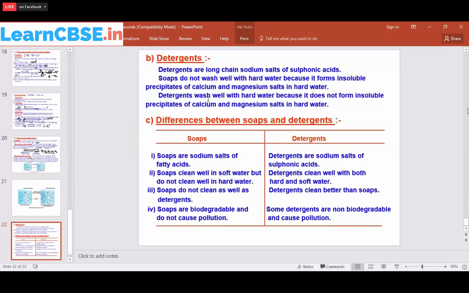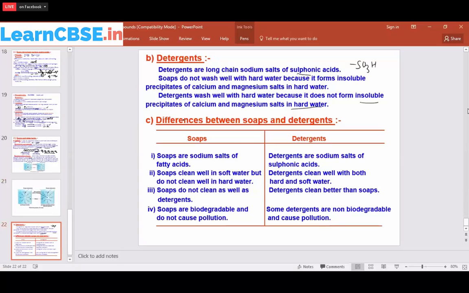But the detergents have a special group, the sulfonic acid group. The formula of sulfonic acid is SO3H. This sulfonic acid is present in the detergents, so the detergent washes well with hard water because it does not form any insoluble precipitates with the calcium and magnesium present in the hard water. So this makes the difference. The sulfonic acid in the detergent makes it soluble in water, but it is absent in the soap. That's why the soap makes a precipitate with the calcium and the magnesium.